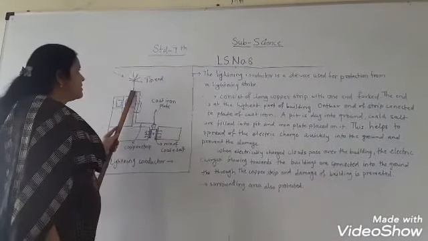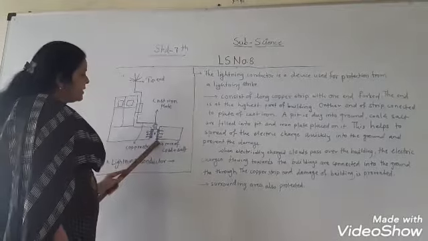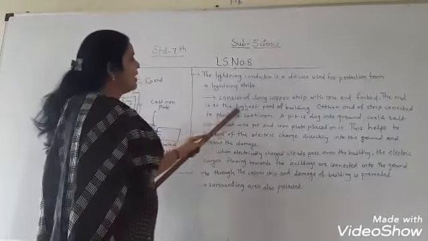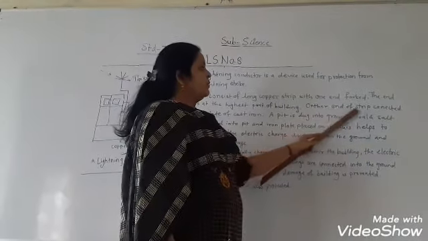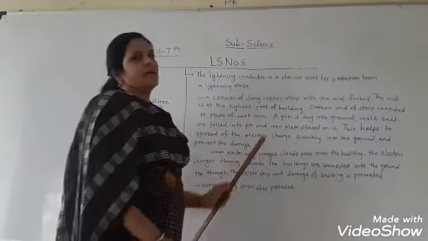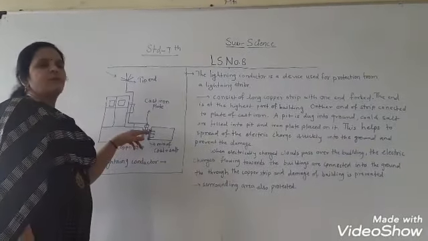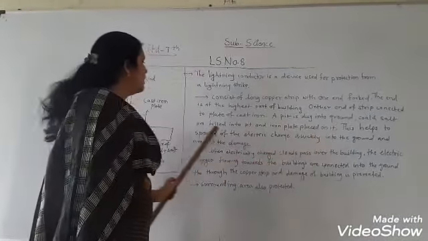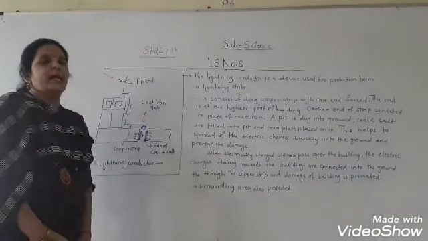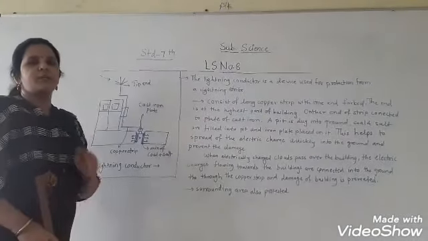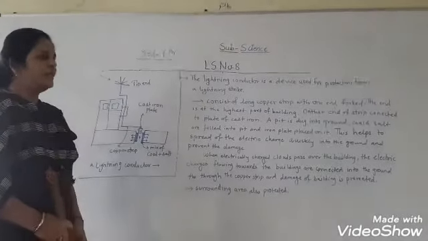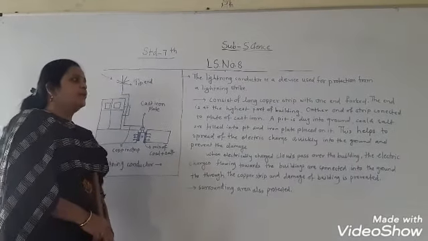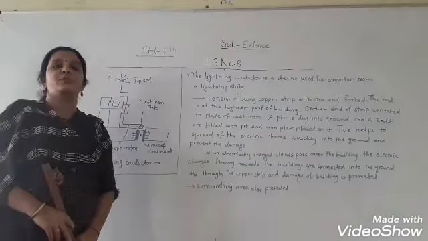Now whatever I discussed with you, the other end is at the ground and one end is joined to the highest part of the building. At the highest part of the building, the other end of the strip is connected to the plate of cast iron. Now I told you one plate is placed on the pit. A pit is dug into the ground and here coal and salt are filled into the pit and the iron plate is placed on that. Cover it with the cast iron plate. This helps to spread the electric charges quickly into the ground and prevent damage to the building.